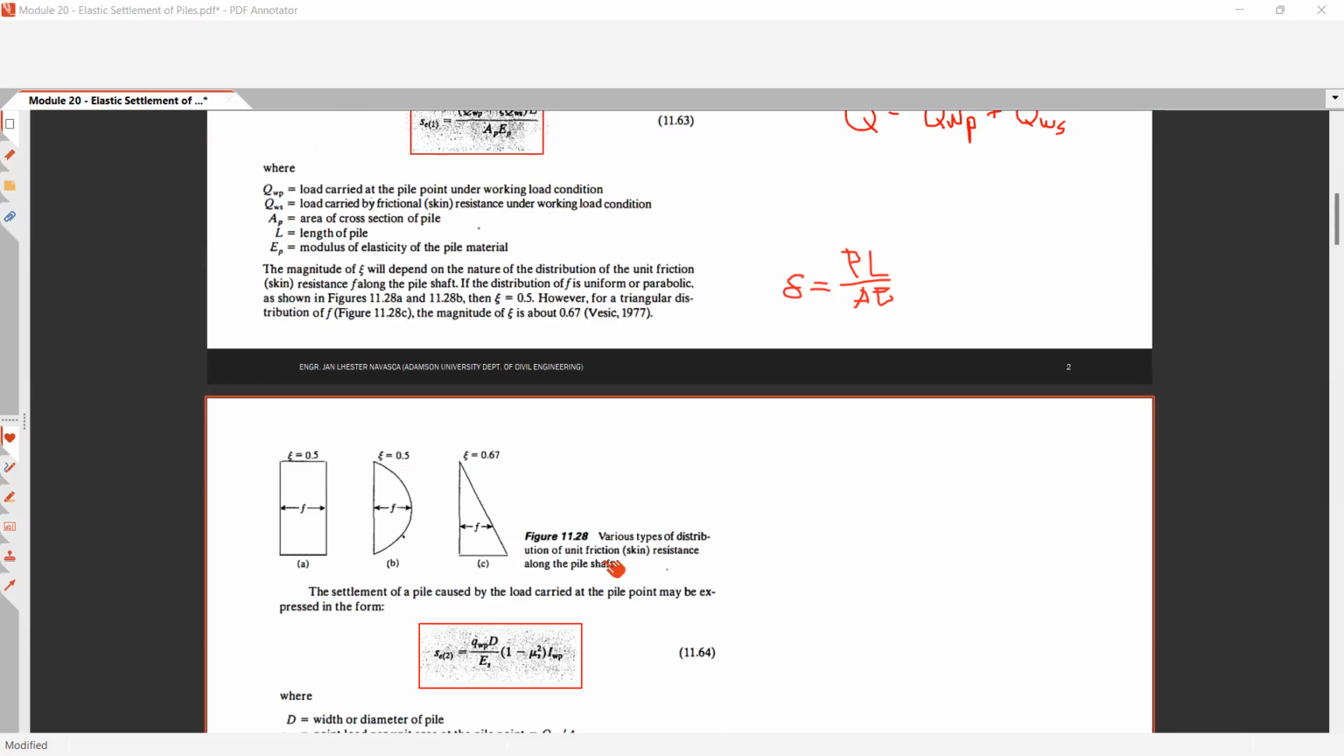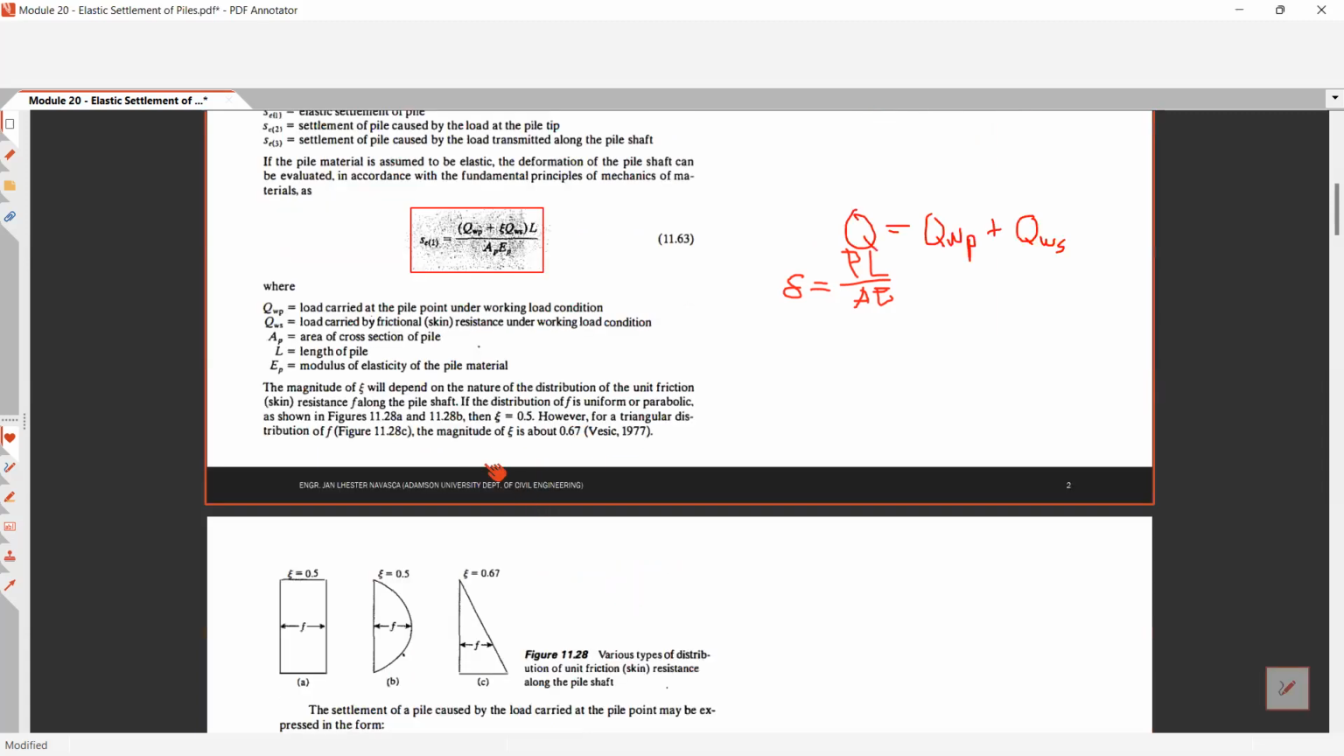So katulad nung dati nating formula, yung una ko pinakita, yung epsilon nun is assumed to be uniform. But this time, meron tayong 3 cases. Itong distribution na to, yung letter A, this parabolic equation, okay, uniform. It is a uniform. Ito yung parabolic distribution. And ito yung isa na triangular distribution. Okay. So, ito yung formula for the first, yung elastic settlement of pile.